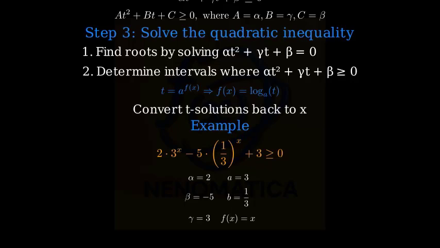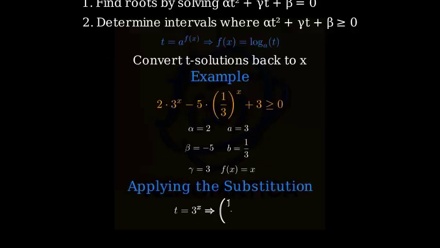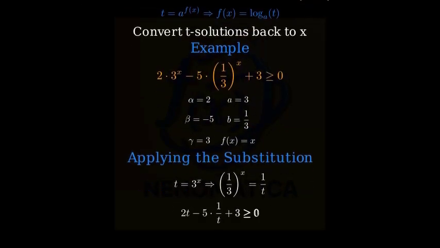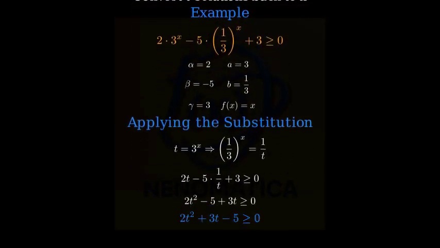We define t equals 3 to the x, then 1 over 3 to the x equals 1 over t. Substituting into our inequality, we get 2t minus 5 times 1 over t plus 3 is greater than or equal to 0. Multiplying both sides by t gives us 2t squared minus 5 plus 3t is greater than or equal to 0. Rearranging to standard form, 2t squared plus 3t minus 5 is greater than or equal to 0.